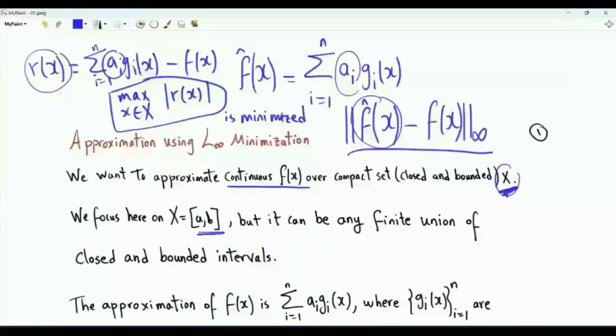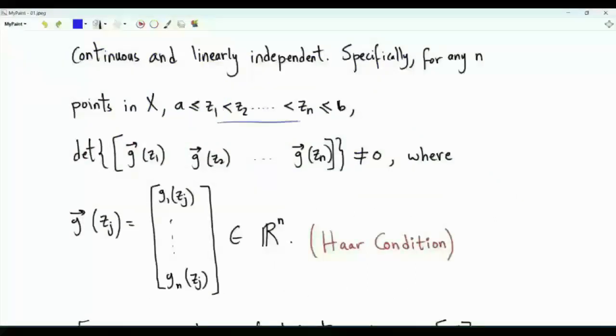Before we proceed, let's go back to the g functions. They are continuous. They also need to satisfy the Haar condition. Take n points in set X that are strictly increasing. We have z1 less than z2 less than z3 less than zn. At each point, we can construct an n-dimensional vector.